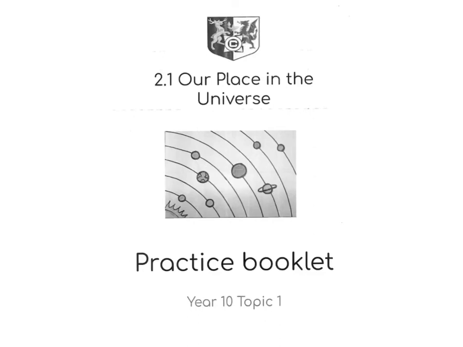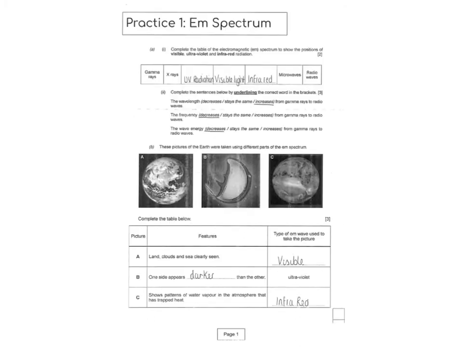Okay, so this is the answer booklet for 2.1, A Place in the Universe. The first question is on the EM spectrum. It says, complete the table of the electromagnetic spectrum to show the positions of visible, ultraviolet and infrared radiation. So they've done it in reverse. We have radio waves here, so we've got to note that it's gone backwards. So radio waves, microwaves, then infrared, visible light, UV radiation, X-rays, and then gamma rays.